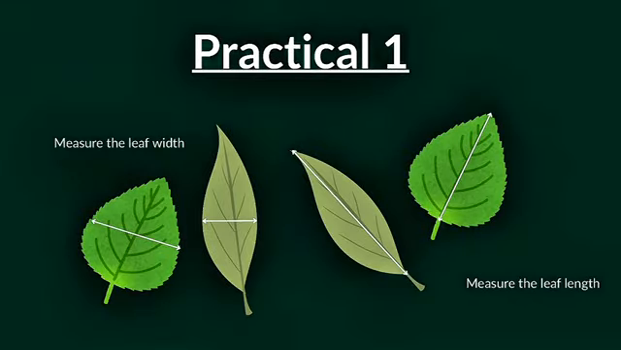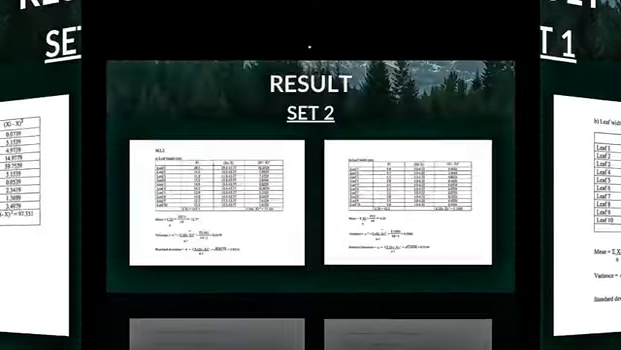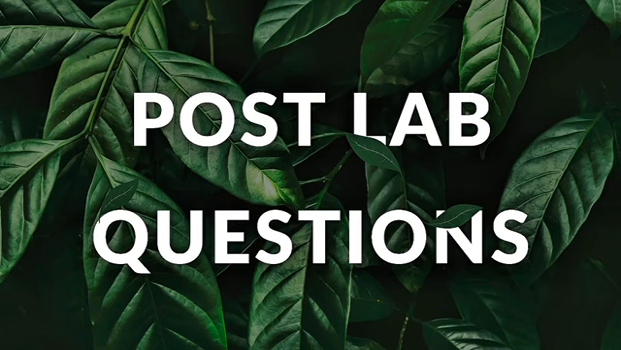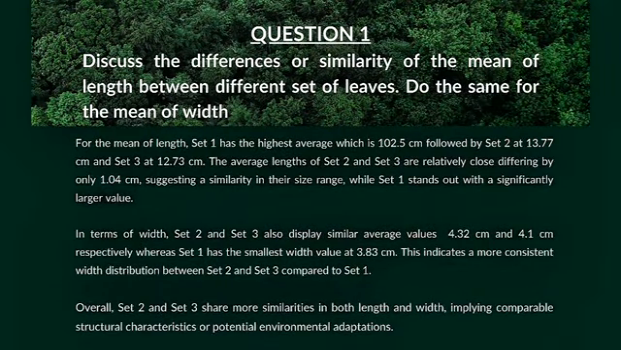So, for this Practical 1, we have to take 10 leaves, measure and record their length and width. Then, calculate the mean, variance and standard deviation of the length and the width of the 10 leaves. Then, we have to repeat for another 2 sets of leaves, so we will have 3 sets of leaves. And tada! This is the result of set 1, set 2 and set 3. Next is post-lab questions. Question 1. Discuss the differences or similarity of the mean of length between different sets of leaves. Do the same for the mean of width.